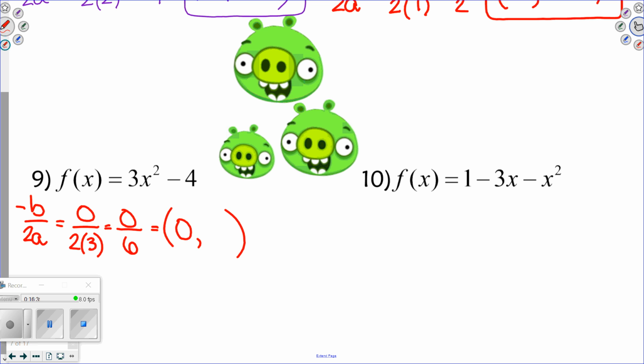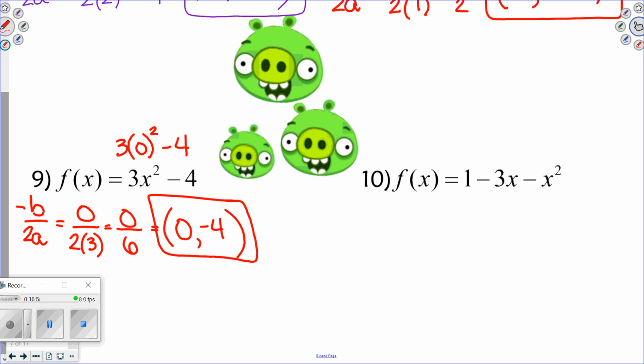So then when I find the y part, I got to plug this back in. 3 times 0 squared minus 4, which is negative 4. So easier or harder if the b value is missing? Way easier. All right, why don't you guys try number 10 on your own?